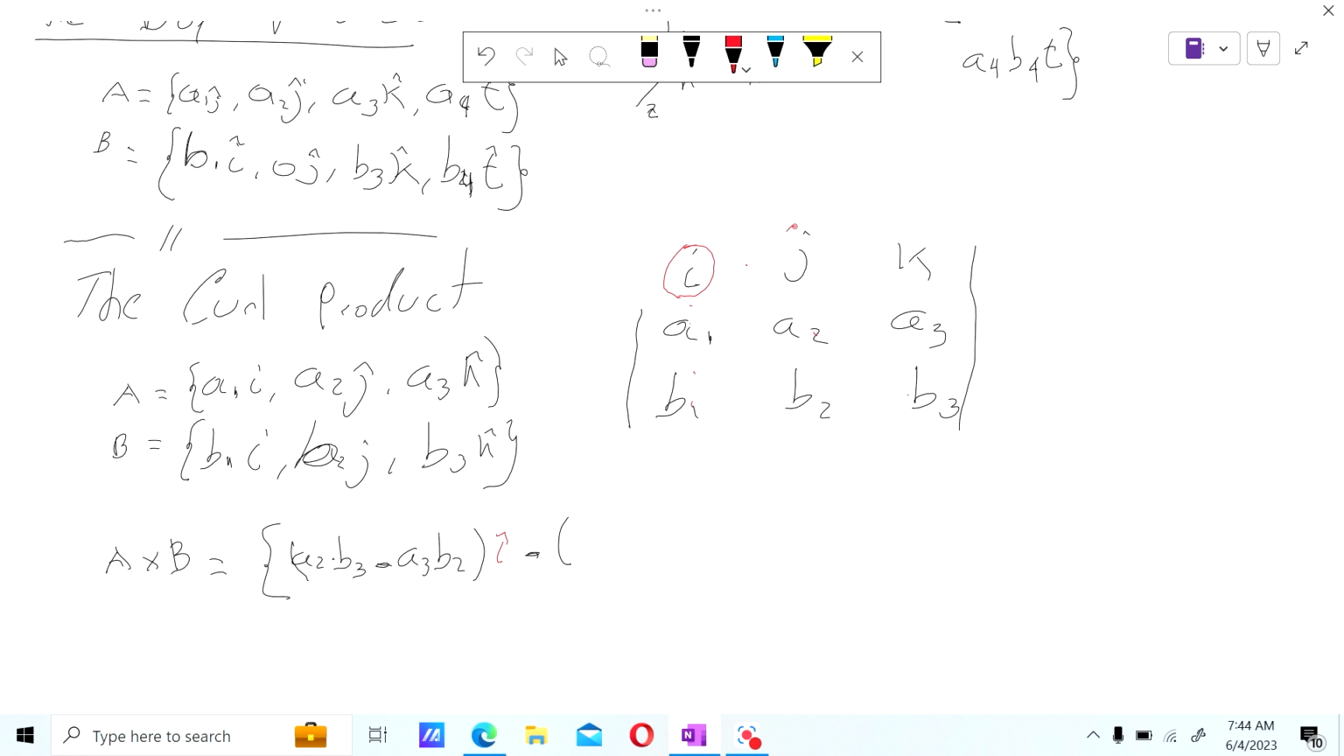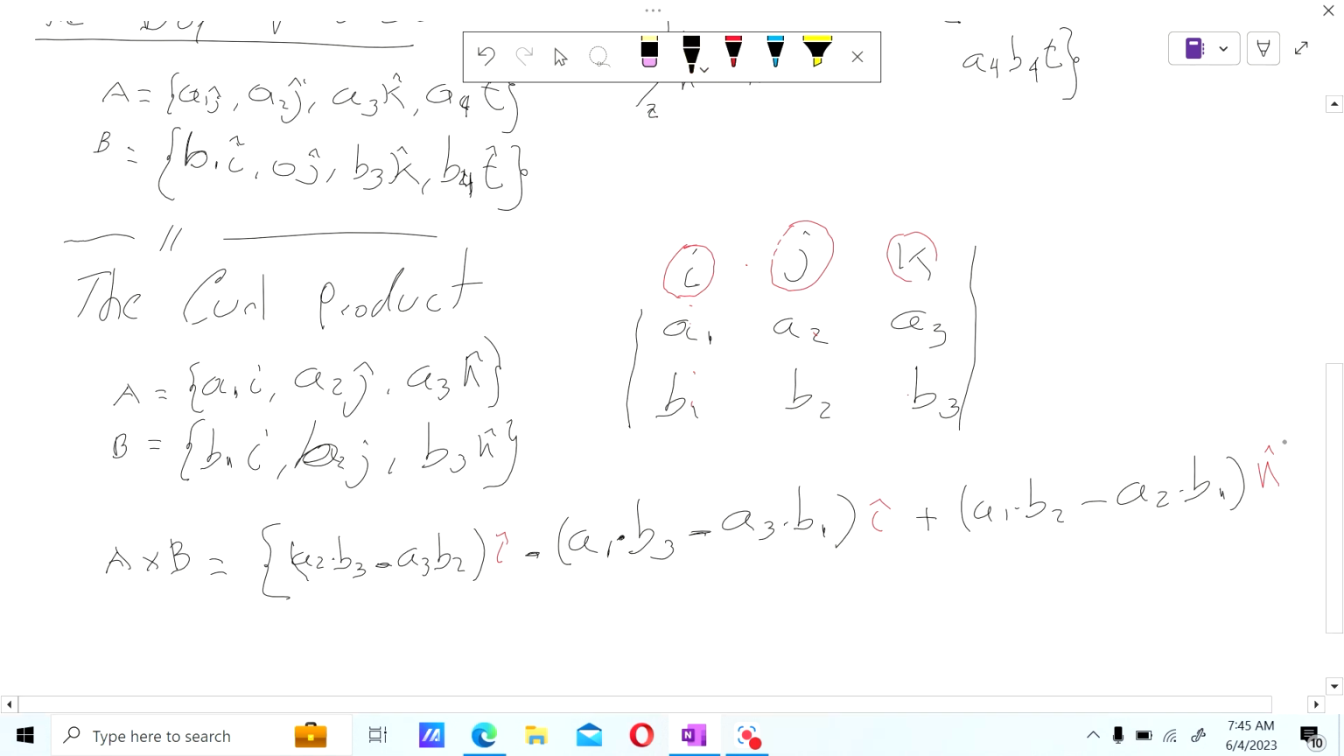Now we take J. Now we cancel the J column and the top row, and we're going to have A1 times B3 minus A3 times B1, and that happens in J. All right, plus we take the third component in K and we cancel the first row and the third column, and we do A1 times B2 minus A2 times B1, and that happens in K.